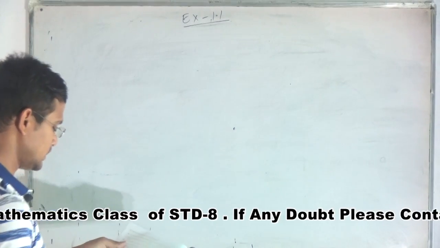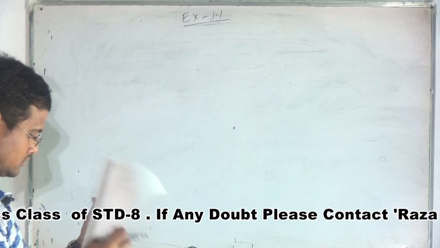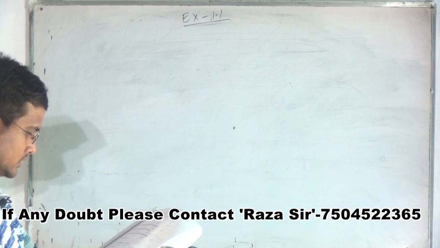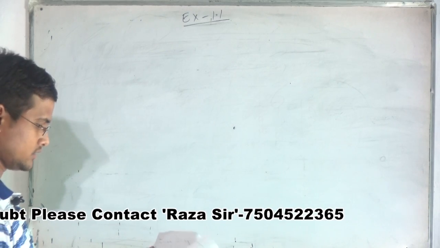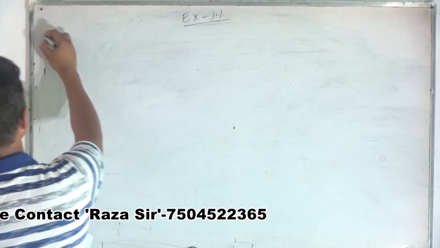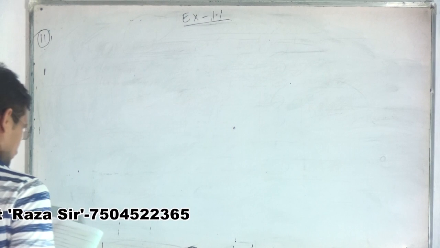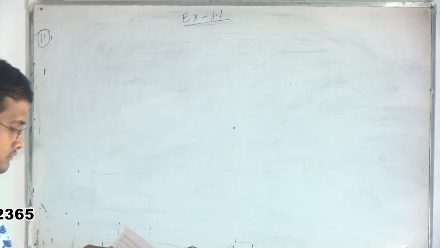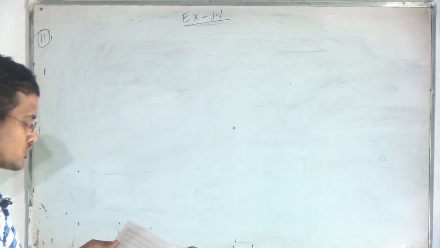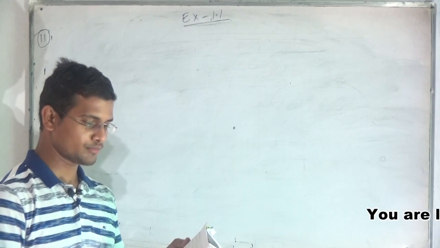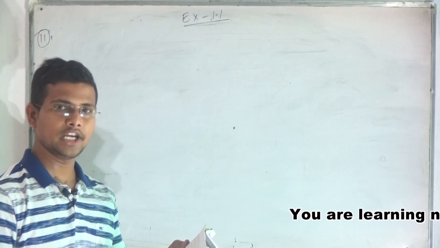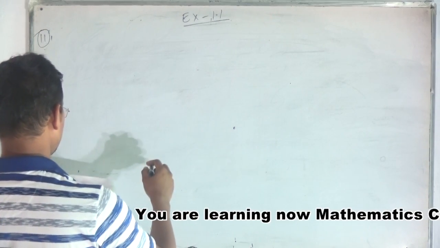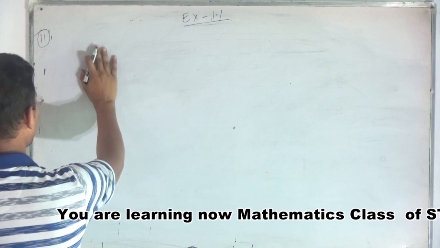Exercise 1.1 number 1 to 10 you do yourselves, try yourselves. If any doubt, contact me. Come to number 11. Word problem. What should be subtracted from minus 5 by 3 to get minus 3 by 4? Question is, what should be subtracted from?